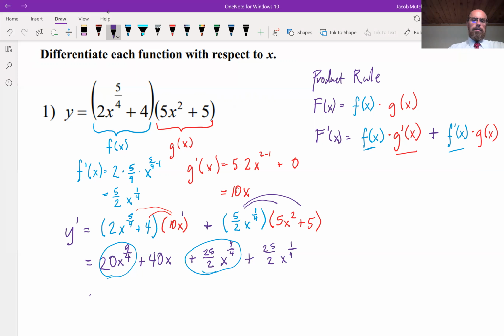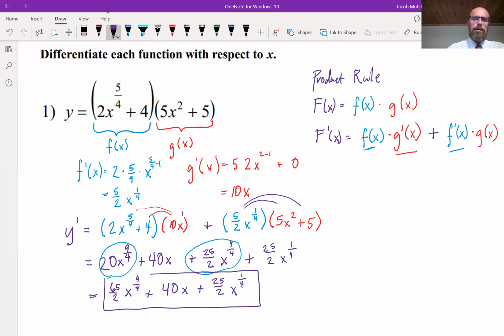Finally, I just want to combine those like terms. So 20 plus 25/2 is like 40/2 plus 25/2. So that's 65/2 x to the power of 9/4 plus 40x plus 25/2 x to the power of 1/4. And that is complete. That is the derivative of that original function y.